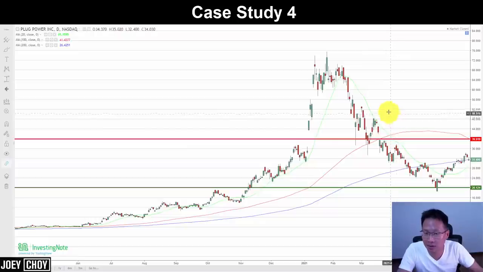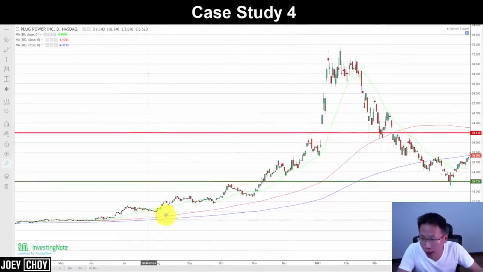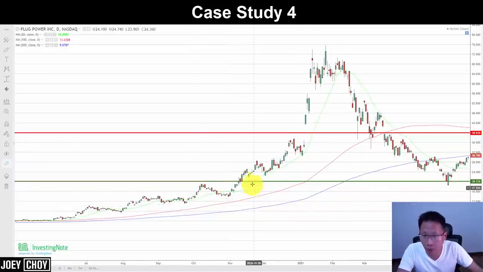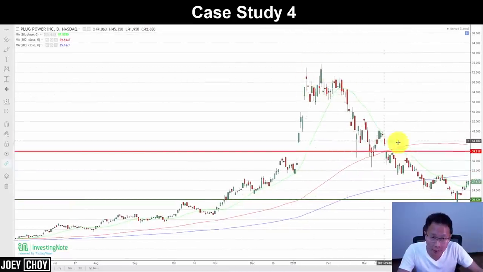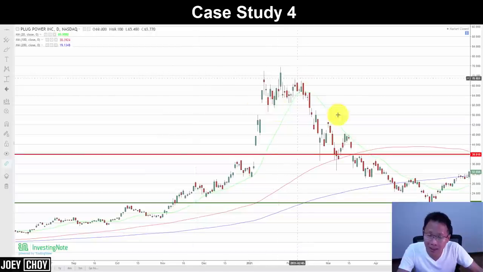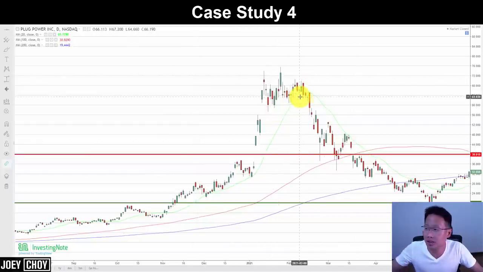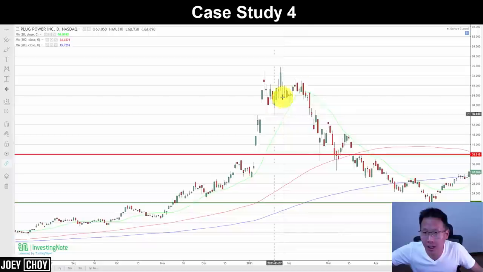So let's take a look at this counter called Plug Power, right? Very, very strong uptrend, I would say. Somewhere in 2020, prices really started to rally when it broke that $20, pushed up, and went to $72 in a couple of months, then started to consolidate and went back down, right? So the trend was really strong, but after that there were some signs of weakness in terms of the trend turning from an uptrend to a downtrend.